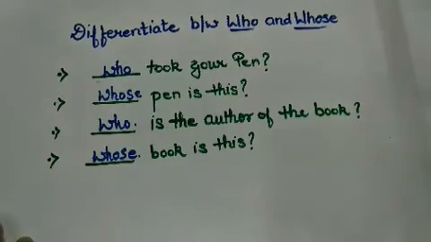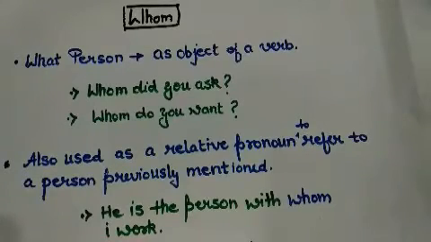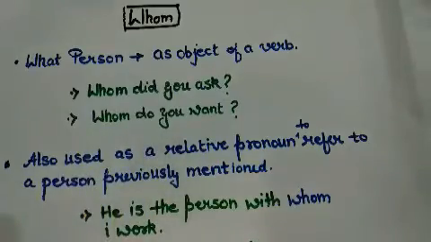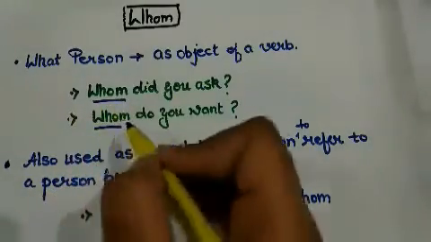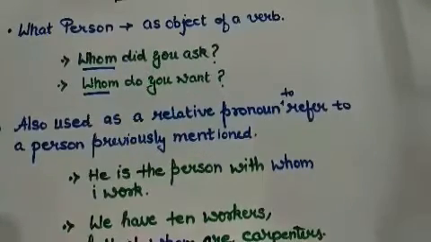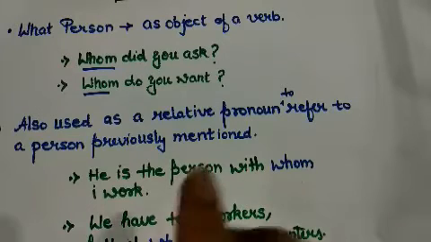Coming up next is whom. Whom actually refers to a person, but it is different from who. Whom represents a person as an object of a verb. See these examples: whom did you ask? Or whom do you want? Here whom is affecting the object. Who inquires about the name of the person spoken about, but whom represents the object of the verb.